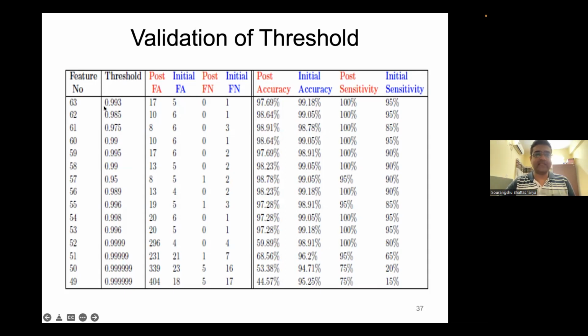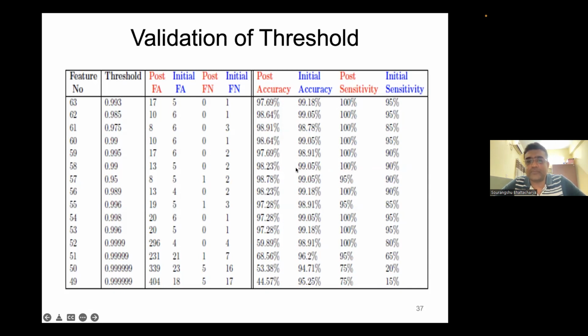And these are pretty high thresholds. As you can see, we are taking very high thresholds in order to achieve false normal of 0. In some cases, we were actually not able to achieve it. So this is the initial false normal, and this is the false normal after increasing the threshold. Up to about 57 features or so, we were able to achieve it. This is basically the post sensitivity. You can see that we achieve 100% sensitivity, starting from about 90% sensitivity here.